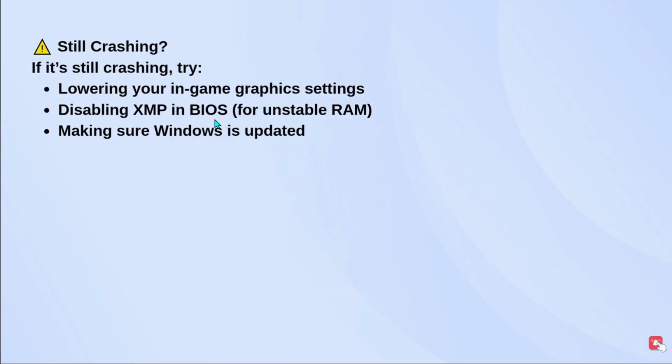If crashes continue, lower your in-game graphics settings. Running the game on ultra or max settings can overwhelm some systems, especially after updates, and lead to instability. You can also try disabling XMP in your BIOS if your RAM is unstable. XMP settings, while intended to boost memory performance, can sometimes cause crashes in games if your system can't handle the speeds. Finally, make sure your Windows system is fully updated, as missing patches can conflict with game files or drivers.